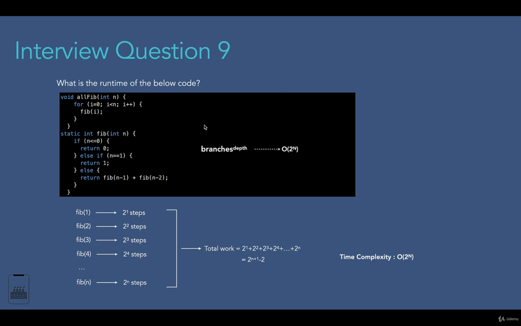So hopefully you have understood the logic behind this question. This is a tricky question, but you don't have to be in a rush. You need to think very carefully.